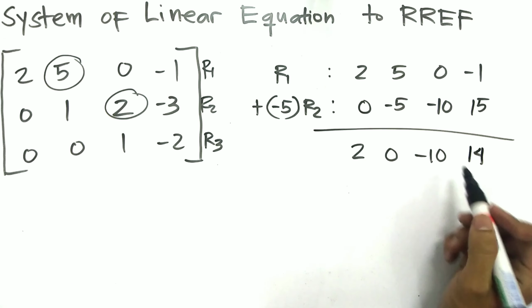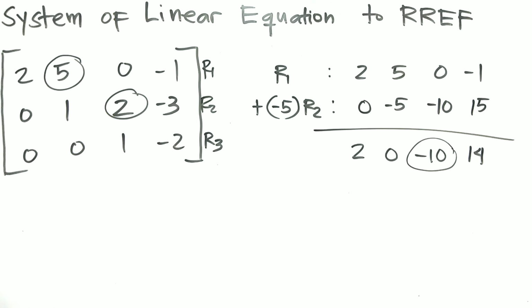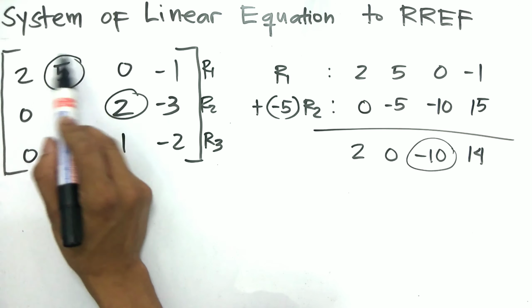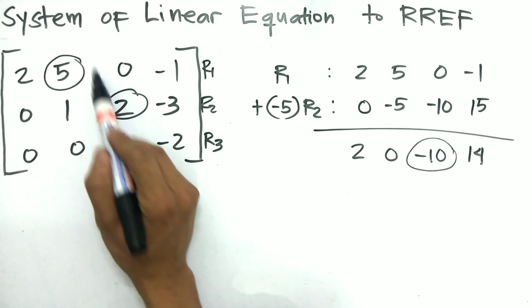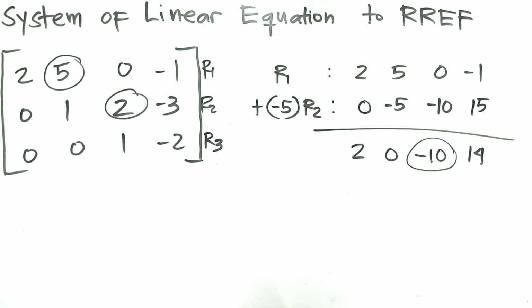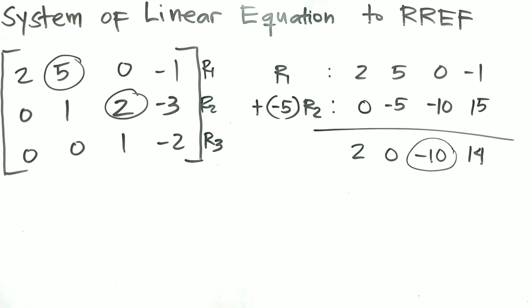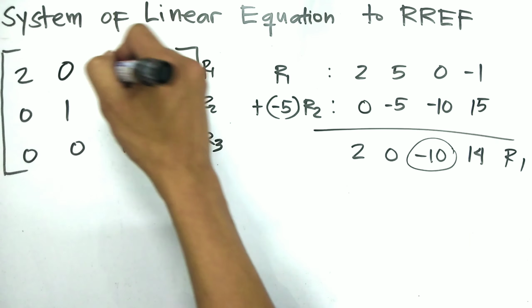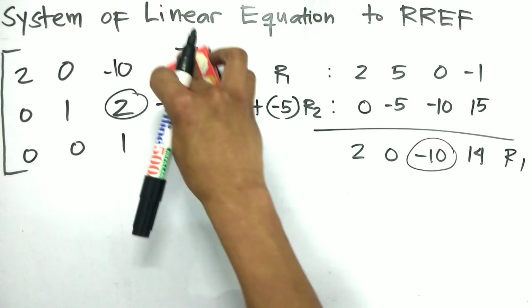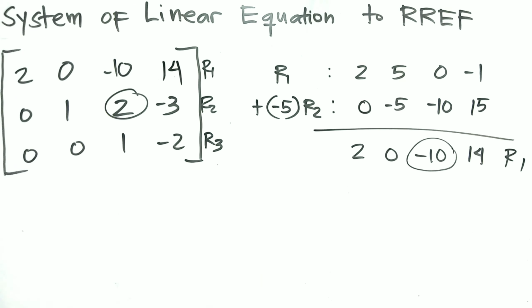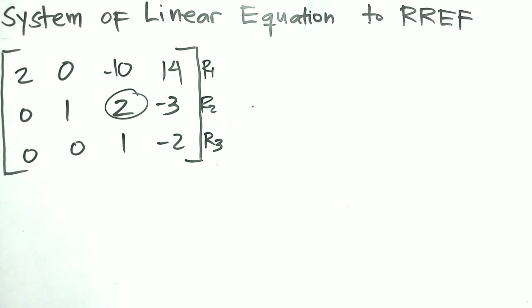If you will notice, this is not 0. So one clue there is that you need to first change this value before changing this one. So you will not go back to your solution. So this is our new row 1. Let's change this into 0. This is negative 10 and this is positive 14. Okay, so we have our new matrix.